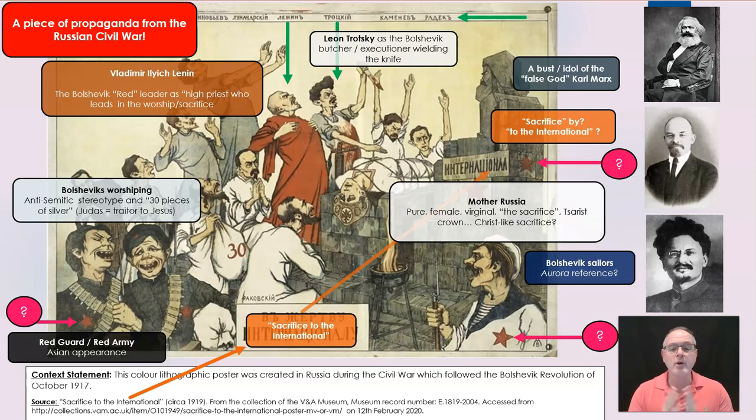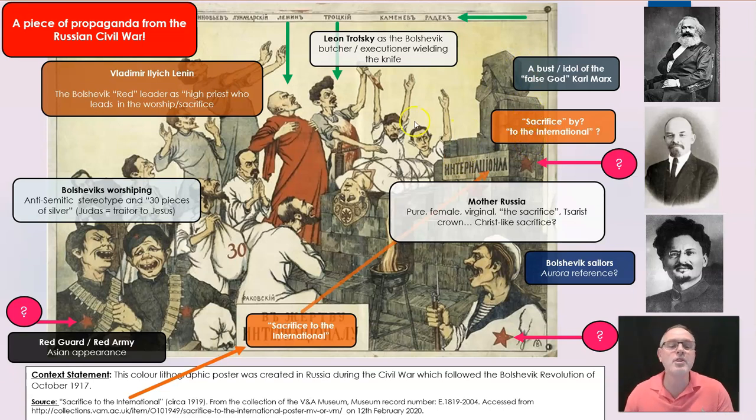Mother Russia is wearing the Tsarist crown. She's dressed in white. The idea of her being in white, being female, gets the idea of virginal and pure. This is like the imagery that we have of a virgin being sacrificed to a volcano. She is the sacrificed, a Christ-like sacrifice, suffering so that we might all live. So we've got Mother Russia being sacrificed by evil, godless, traitorous, Jew-inspired Bolsheviks on the altar of a false god of Karl Marx.